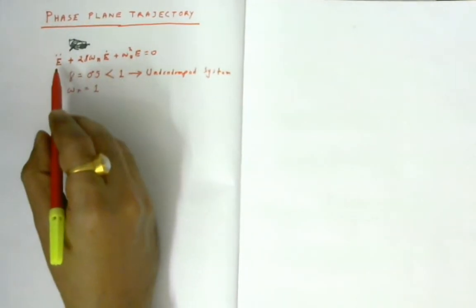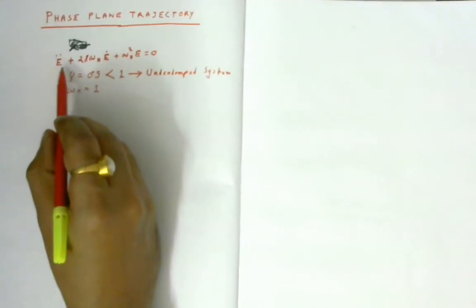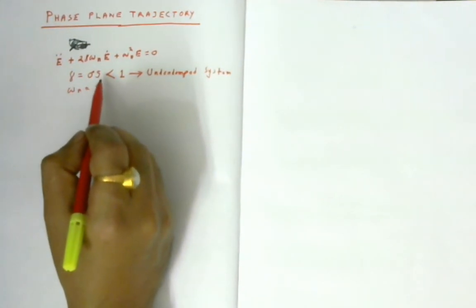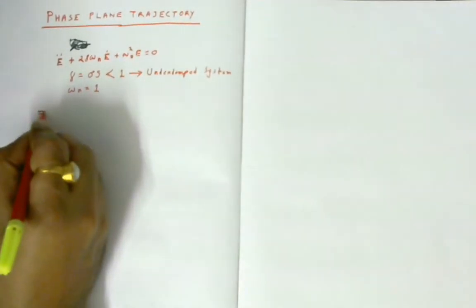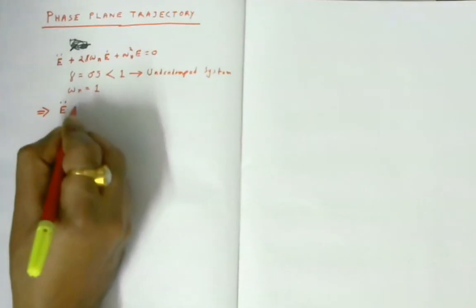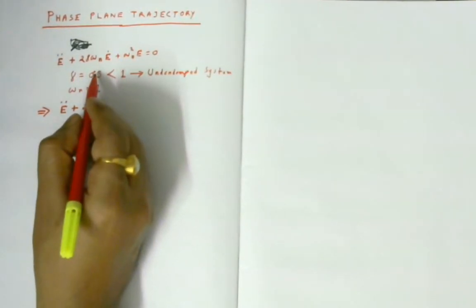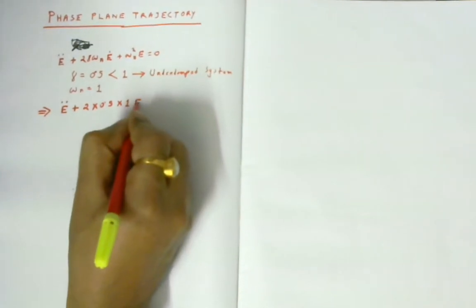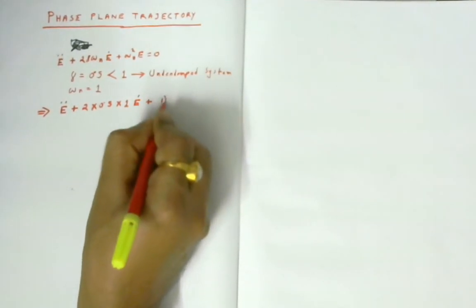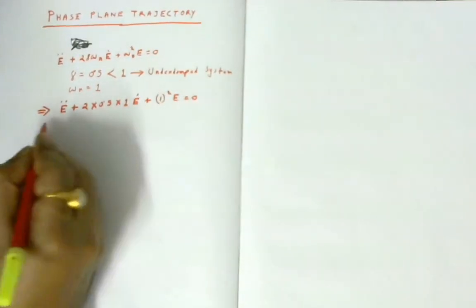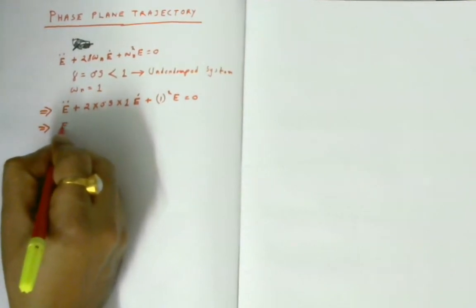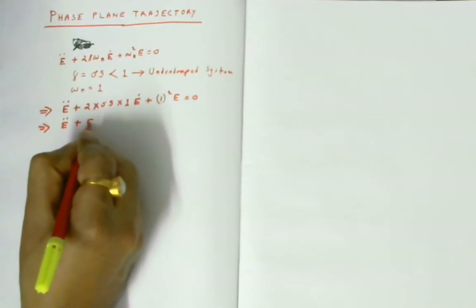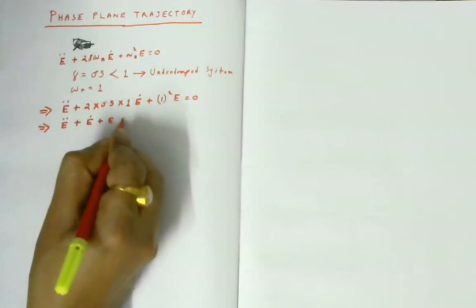So the differential equation I am taking for explanation is E double dot plus 2 zeta omega n E dot plus omega n square E, where zeta is the damping ratio, 0.5 in this case, and omega n equals 1. So the equation becomes E double dot plus 2 zeta omega n E dot plus omega n square, which is 1 in this case, E equals 0. So it becomes E double dot plus 2 into 0.5, meaning only E dot, plus E equals 0.